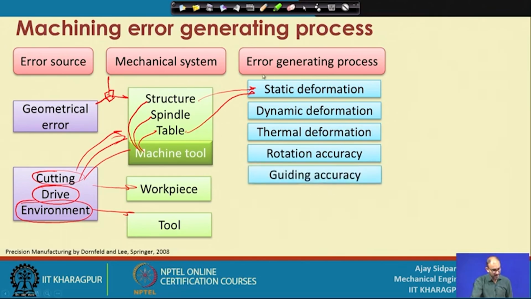Guiding accuracy is mostly related to the motion of the tool and workpiece, that is by means of a table, because the workpiece is loaded on the table and the tool is loaded on the z axis. There is also a guiding system which is moving your tool up and down. That is called the z axis. Their accuracy is also important, because all three axes should be perpendicular to each other as close as possible. So, that is also one of the sources of errors.